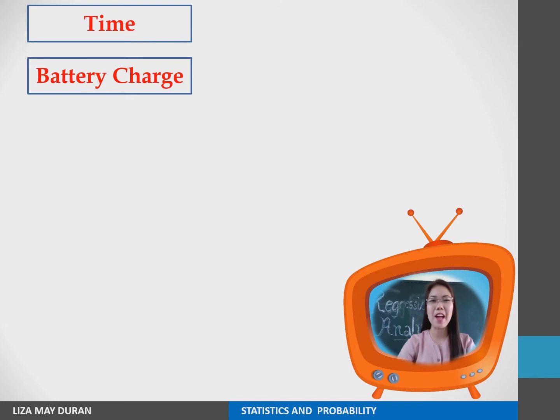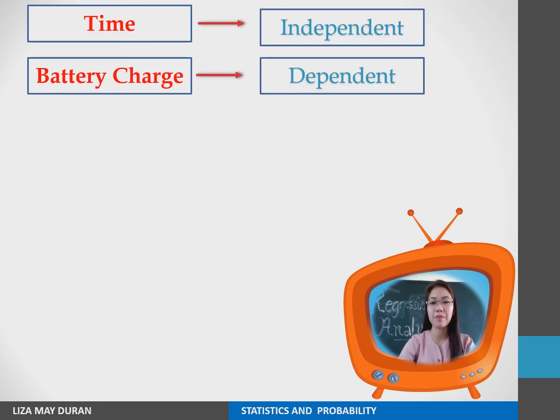Based on your answers, the most frequent variables observed are the time and the battery charge. Which of the two is the independent variable? And which is the dependent one? That's right. The independent variable is the time and the dependent variable is the battery charge.